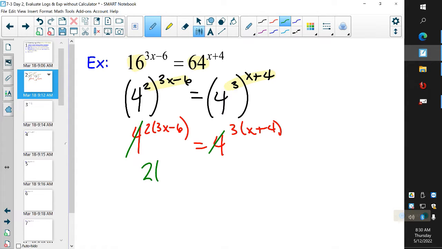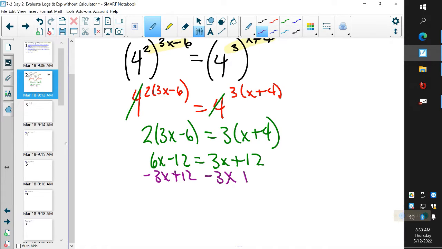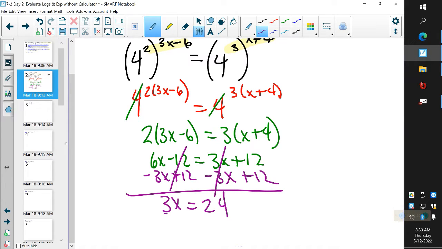Bases are the same, so set your exponents equal to one another. Now you have a simple equation. Distribute. 6x minus 12 is equal to 3x plus 12. Go ahead and subtract 3x and add the 12. So 3x, that goes away, is equal to 24. Divide by 3, and you get x is equal to 8. And that problem is done.